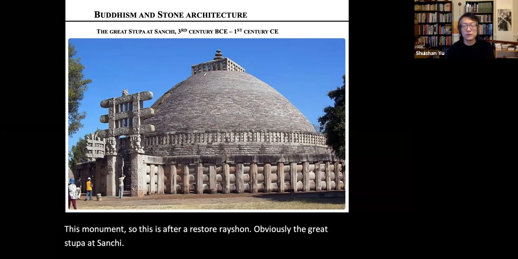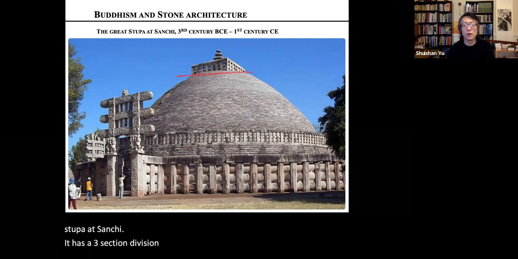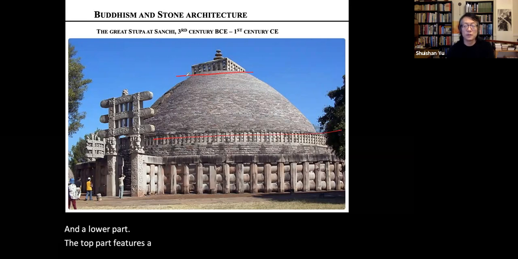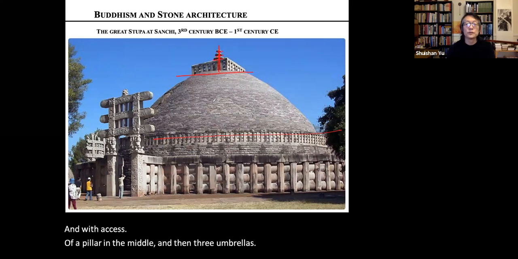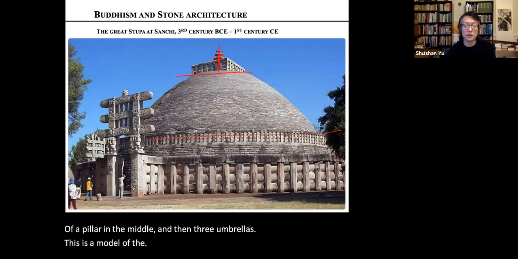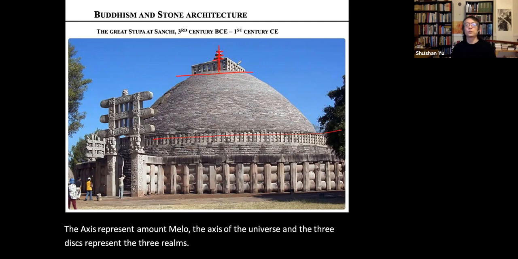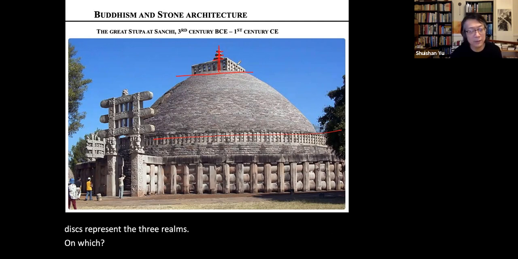It has a 3-section division: a top part, a middle part, and a lower part. The top part features a square railing fence with an axis of a pillar in the middle, and then 3 umbrellas. This is a model of the Indian cosmic order. The axis represents Mount Meru, the axis of the universe, and the 3 discs represent the 3 realms on which different sentient beings are living.